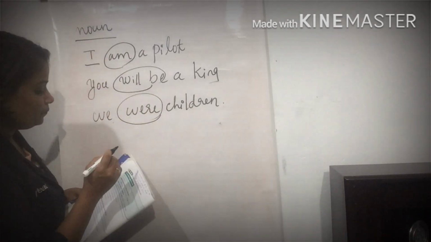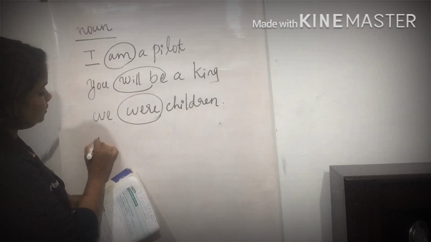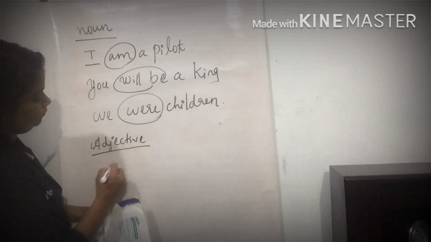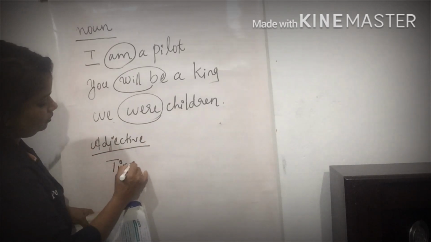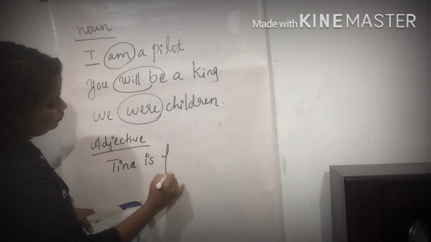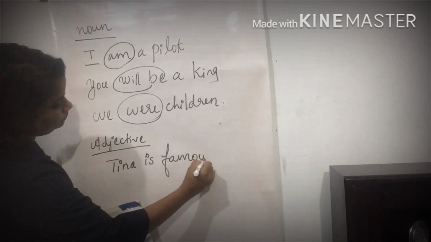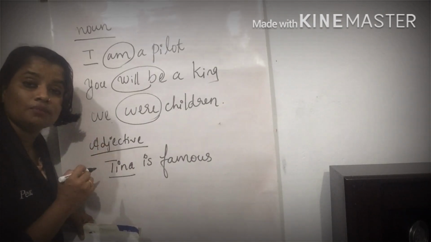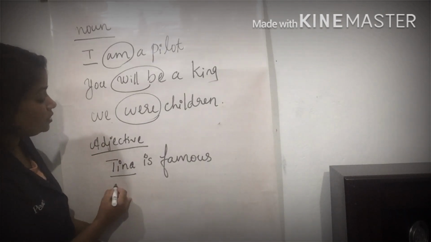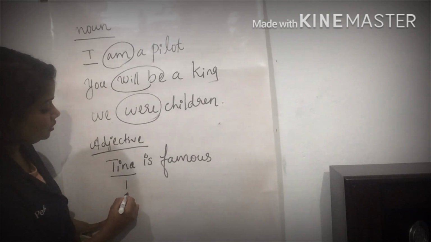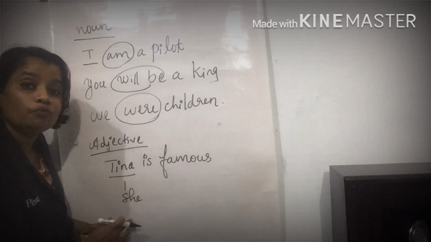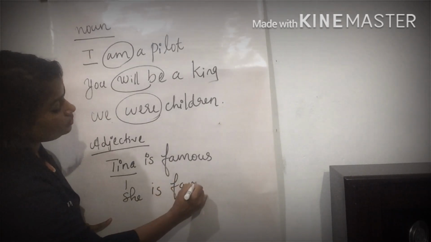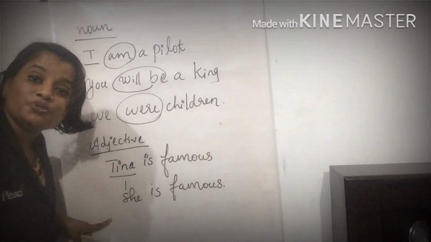The first one is Ismail is famous, according to the adjective case. Or Tina is famous. Tina, why Tina? Because instead of Tina, you can use she. So obviously along with she, what will come? Is. She is famous. Do you understand?